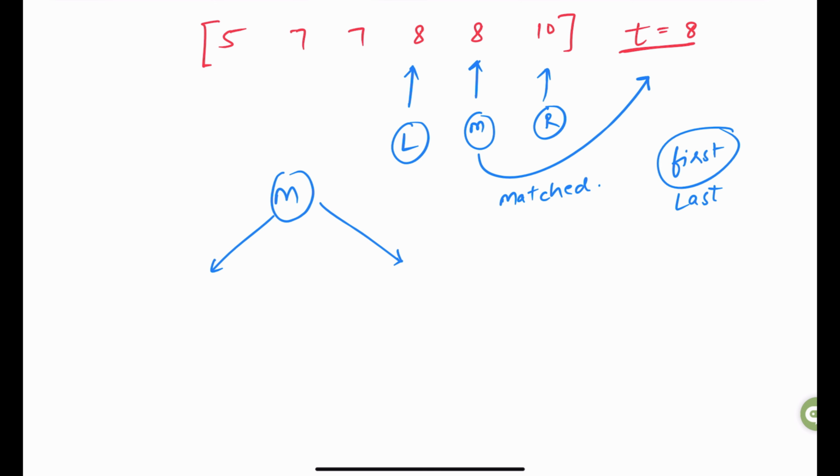As it is possible that the target could exist on both the left and the right side of the midpoint, we need to go in both directions to identify the first and the last index. Looking at the right side will give us the last index, while the left side will give us the first index.